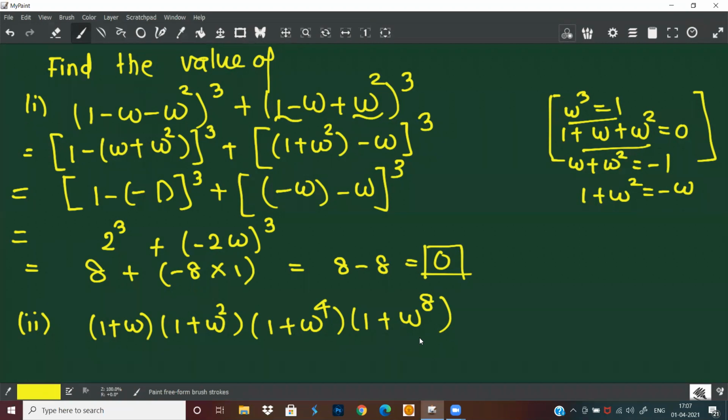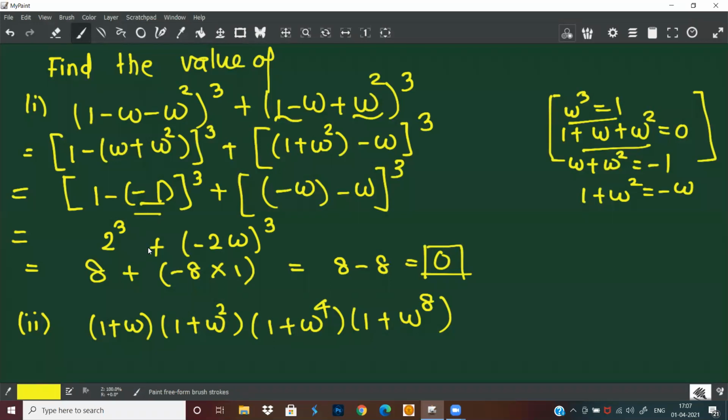Which step better? I took -1 common. Where? This? Are you talking about this? Shubham, what are you saying? I took -1.